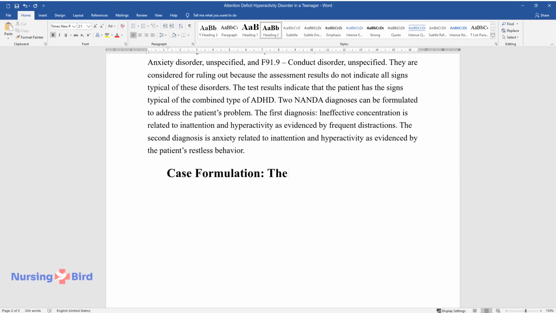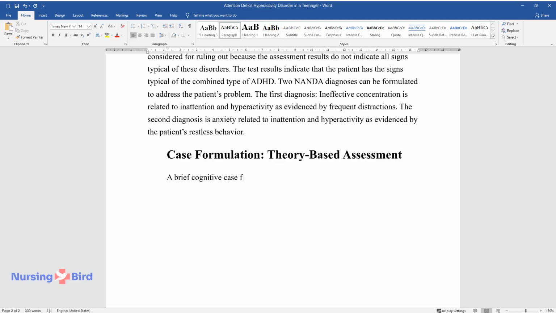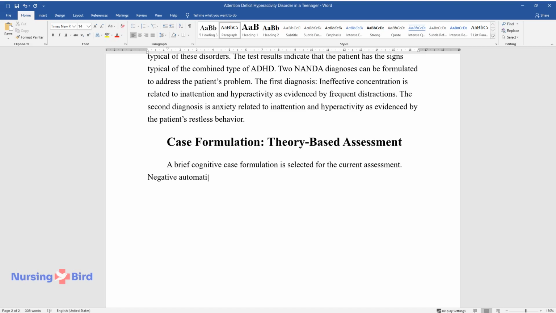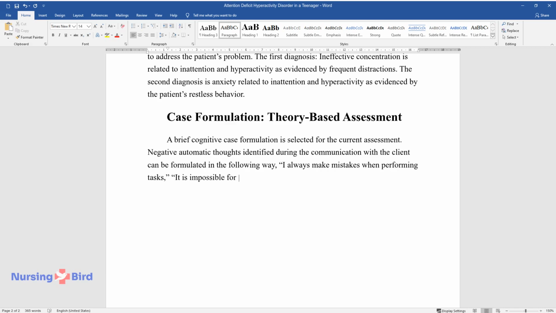Case formulation, theory-based assessment. A brief cognitive case formulation is selected for the current assessment. Negative automatic thoughts identified during the communication with the client can be formulated in the following way. I always make mistakes when performing tasks. It is impossible for me to be organized.